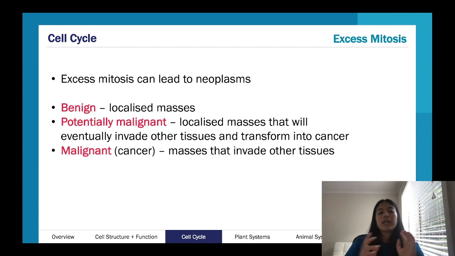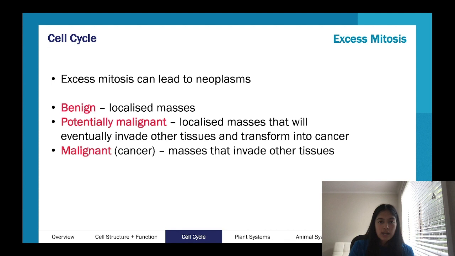However, sometimes we can get issues with the process of mitosis, which we discussed before, and it can lead to these things called neoplasms, which are basically just these unwanted growths, you could say. So they can be described as benign, potentially malignant, or malignant. So this is when we're starting to get into things such as cancer. So benign basically just means not harmful in this kind of context. So we're thinking of masses that are localized.